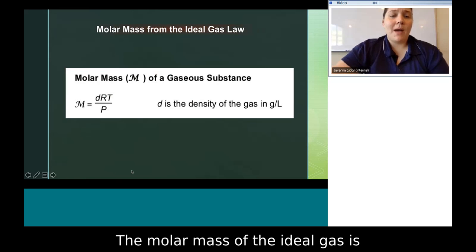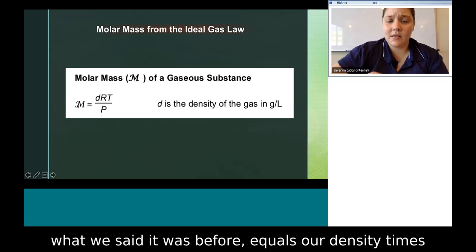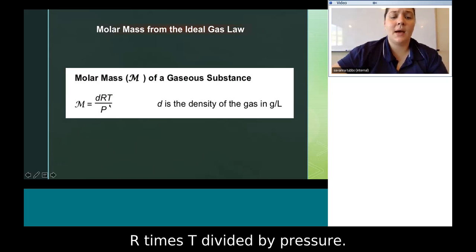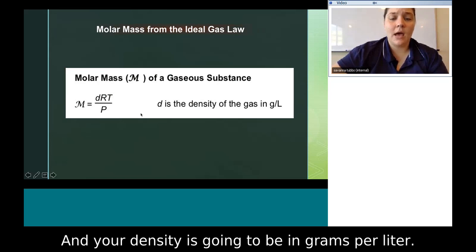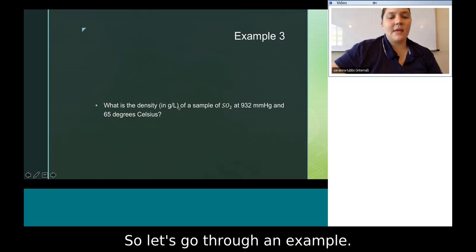The molar mass of the ideal gas is going to be our italicized M, because that's what we said it was before, equals our density times R times T divided by pressure. And your density is going to be in grams per liter. So let's go through an example.